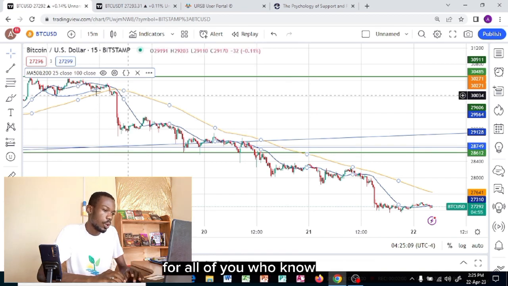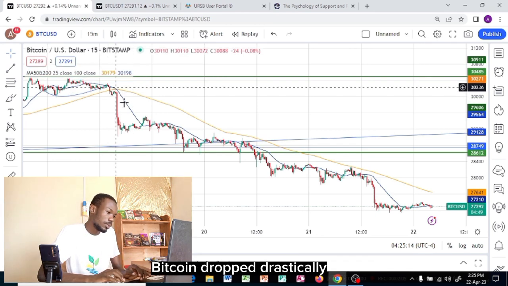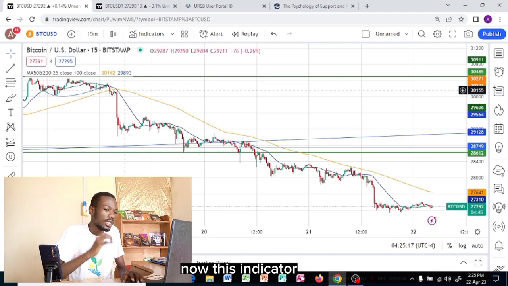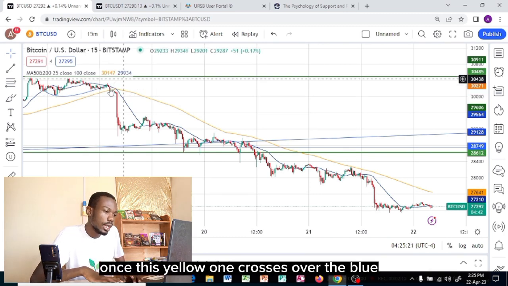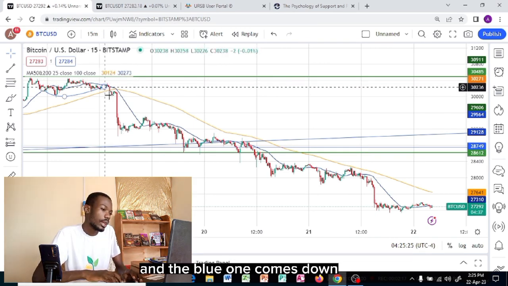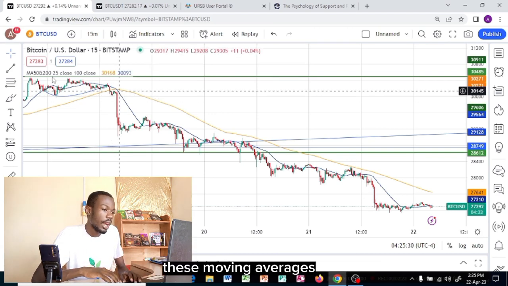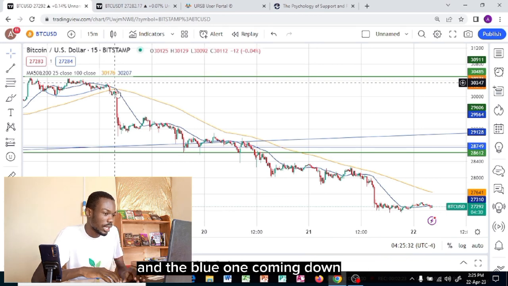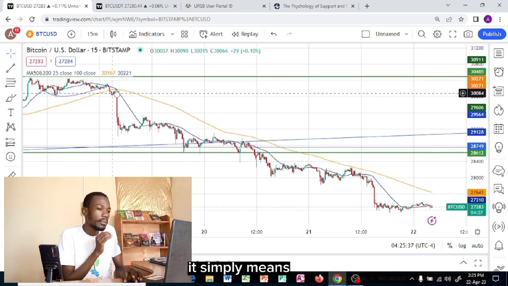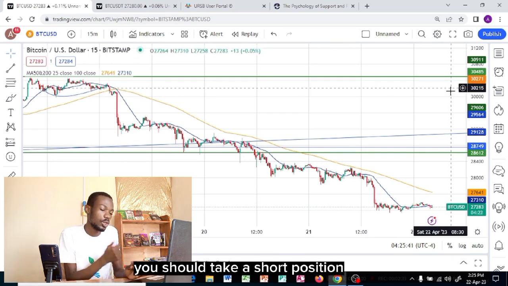For all of you who have been following Bitcoin, you saw that Bitcoin dropped drastically. So how do you use this indicator? It is simple. Once the yellow line crosses over the blue and the blue one comes down, if the candles are closing below these moving averages while the yellow one has already crossed and the blue one is coming down, as you are seeing in this cross over here, it simply means that prices are coming down. Therefore you should sell, you should take a short position.